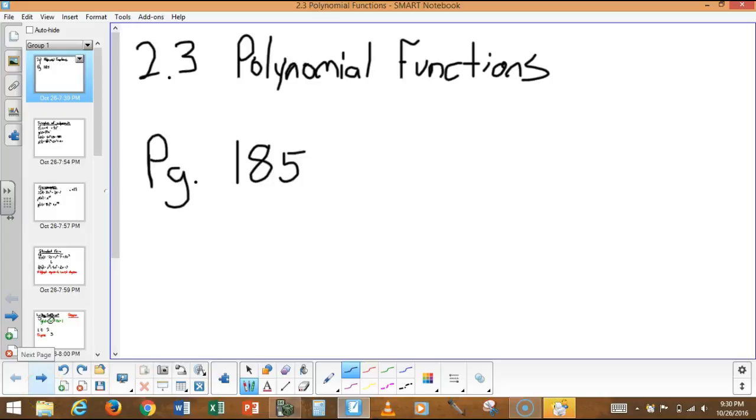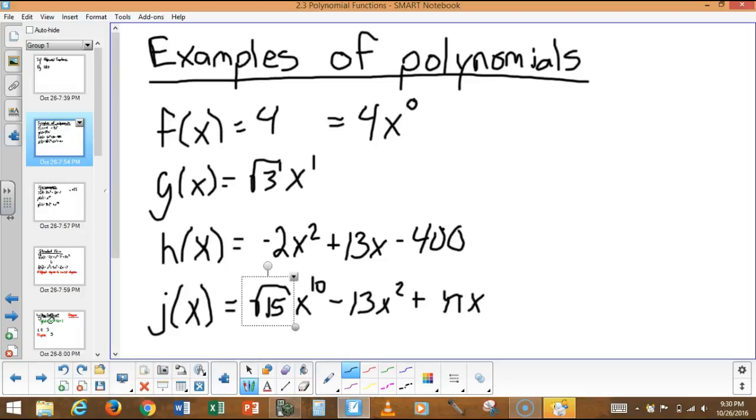Lesson 2.3 is talking about polynomial functions. You'll find this on page 185. We've already talked about polynomial functions in the past in Algebra 1, in Algebra 2. In this lesson we're going to go a little more in depth with polynomial functions and more specifically with their graphs. So to start off, let's look at a few examples of polynomial functions.